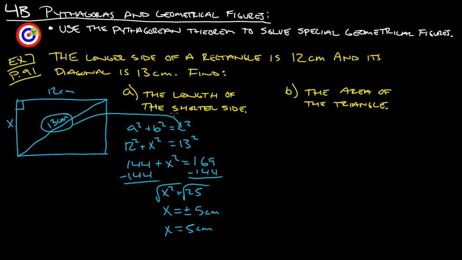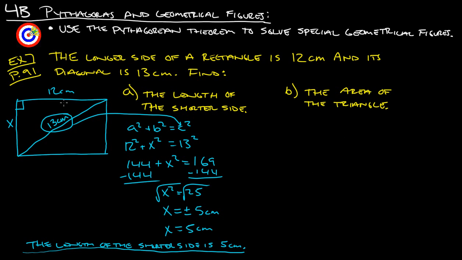And I always like to go back and look at what the question asks. Find the length of the shorter side. So then I would just write: the length of the shorter side is 5 centimeters. That's just a little bit more than saying x is 5 centimeters, but this is just a little bit more accurate of an answer. Okay?